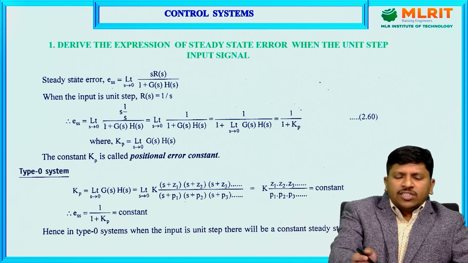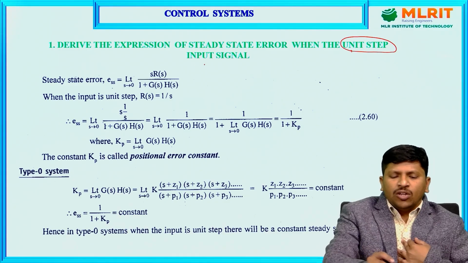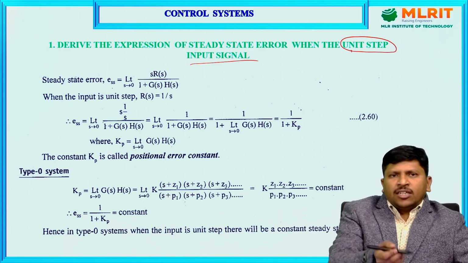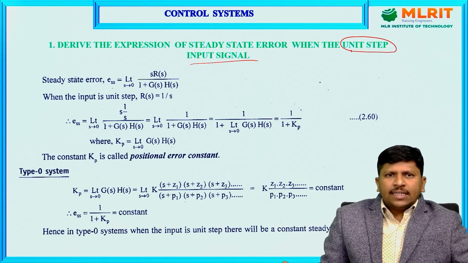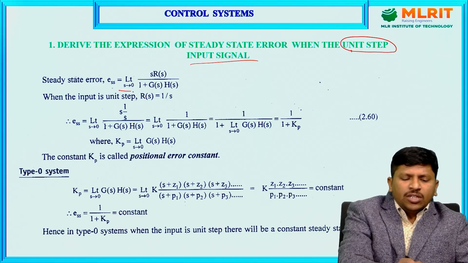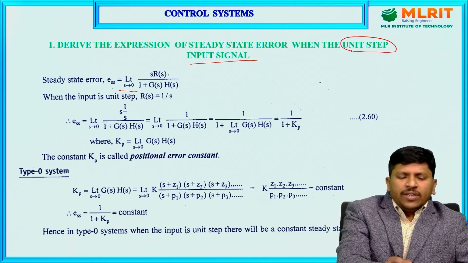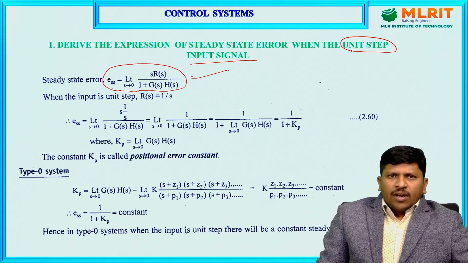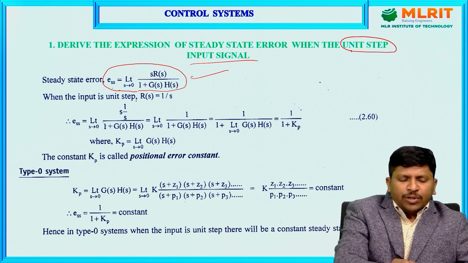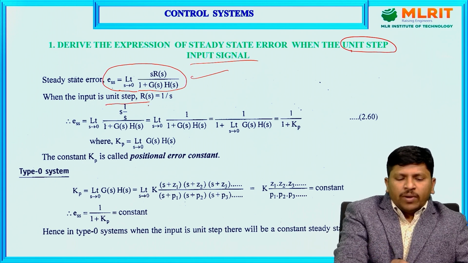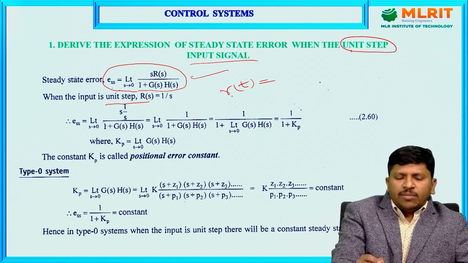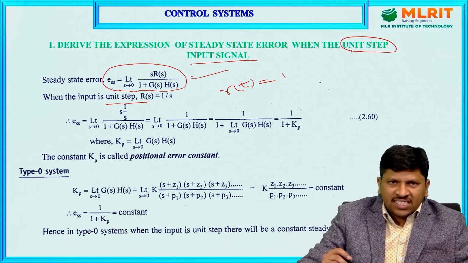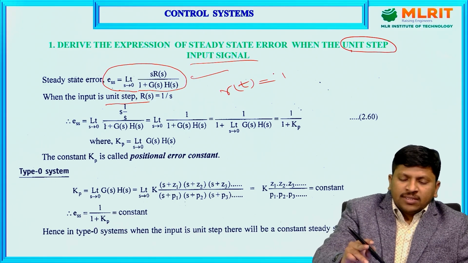Derive the expression of steady state error when the input is a unit step input signal. Here the basic steady state error formula we already know: ess equals limit s tends to 0 of s into R(s) divided by 1 plus G(s) into H(s). For that we apply the unit step input. The unit step input in time domain is r(t) equals 1, so in the s domain it is 1 divided by s.